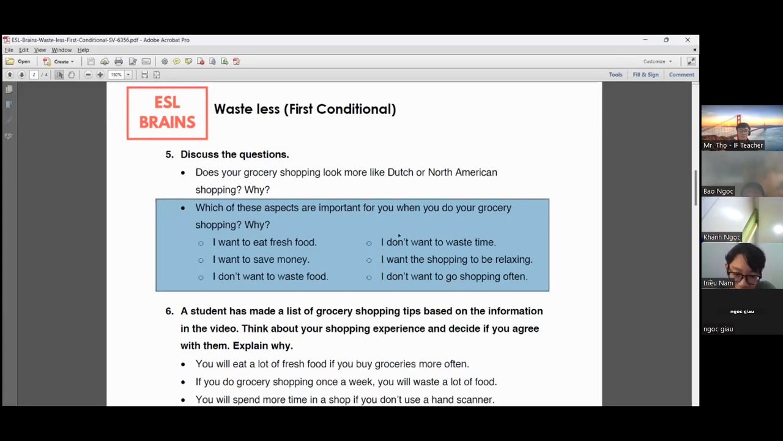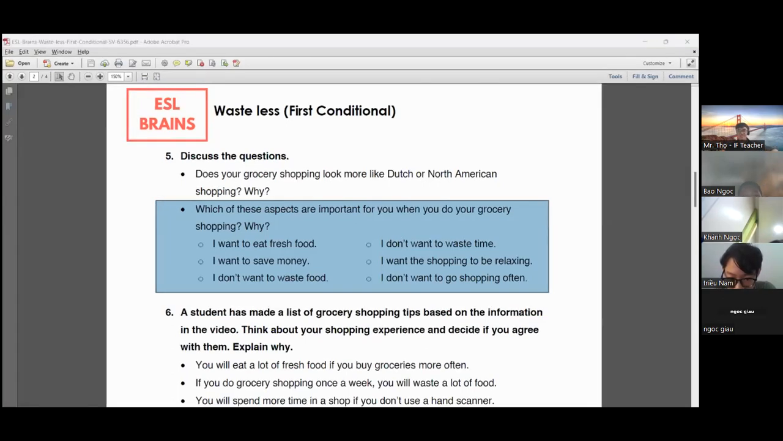It's a little bit hard because I don't go to buy food in the supermarket a lot. But in my opinion, I want to eat fresh food and I want to save money. Okay. Yeah, me too. Because I don't have a lot of money, so I want to save my money. Okay. Thank you.